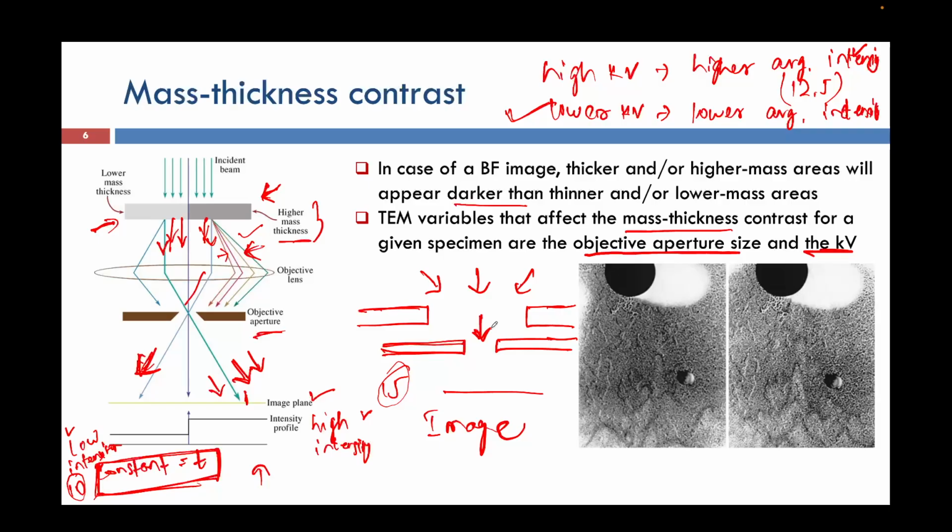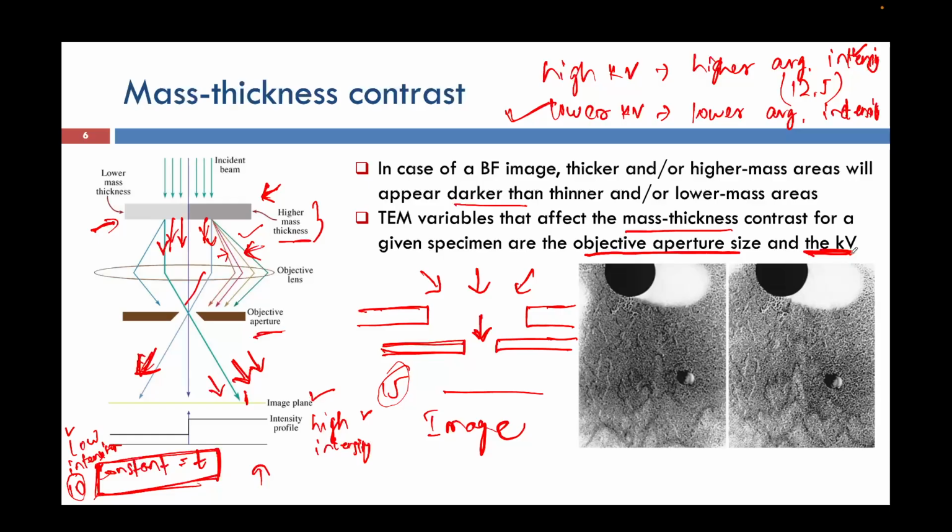If we want to image a polymer sample or a non-crystalline sample and we want to see the mass thickness contrast, then we have to reduce either the accelerating voltage or the objective aperture size. Remember, once we reduce the objective aperture size, the image resolution will also come down. Why? Because then you are not collecting all the beams which are coming after interaction with your sample.